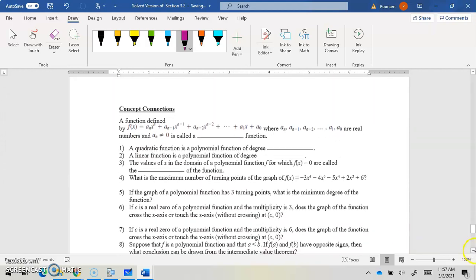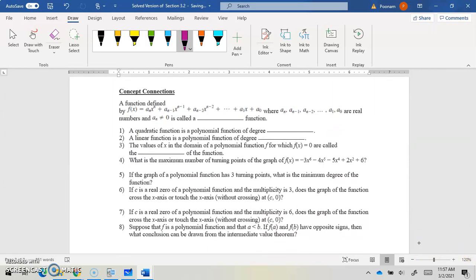Let's conclude everything by doing these concept connections. A polynomial function defined by this function, where a_(n-1) and so on are real numbers and a_n is non-zero, is called a polynomial function. A quadratic function is a polynomial function of degree 2. A linear function is a polynomial function of degree 1. The value of x in the domain of the function for which f of x is equal to 0 is called a zero of the function.